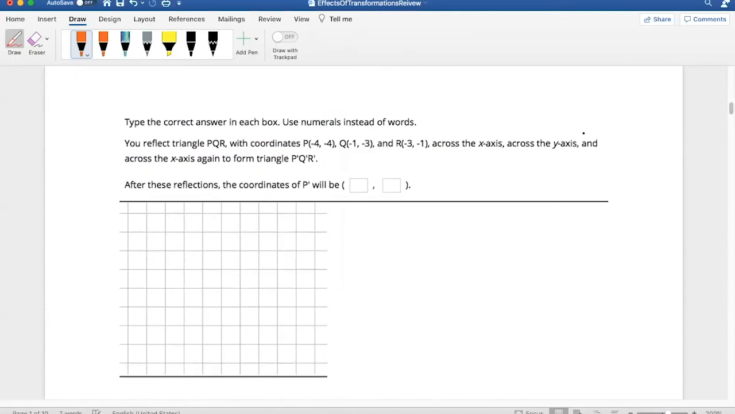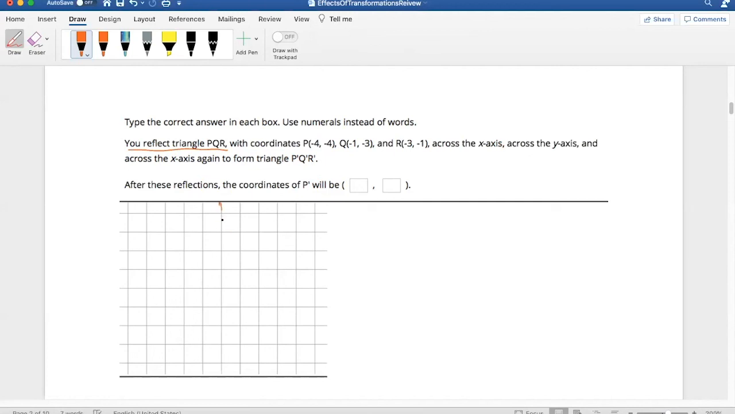All right, next one. We reflect a triangle PQR. Here are the coordinates across now the x-axis, across the y-axis, and across the x-axis again to form a triangle. So it goes through quite a few things to get to our P prime, Q prime, and R prime.